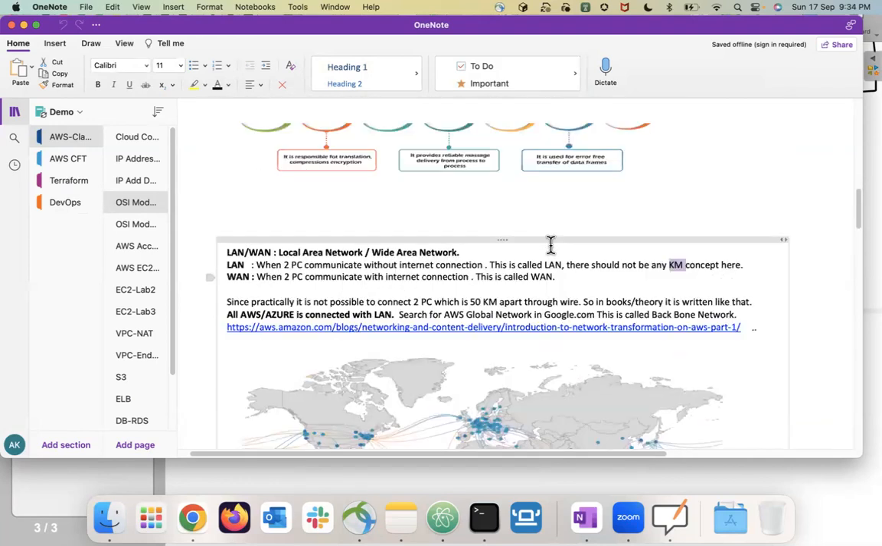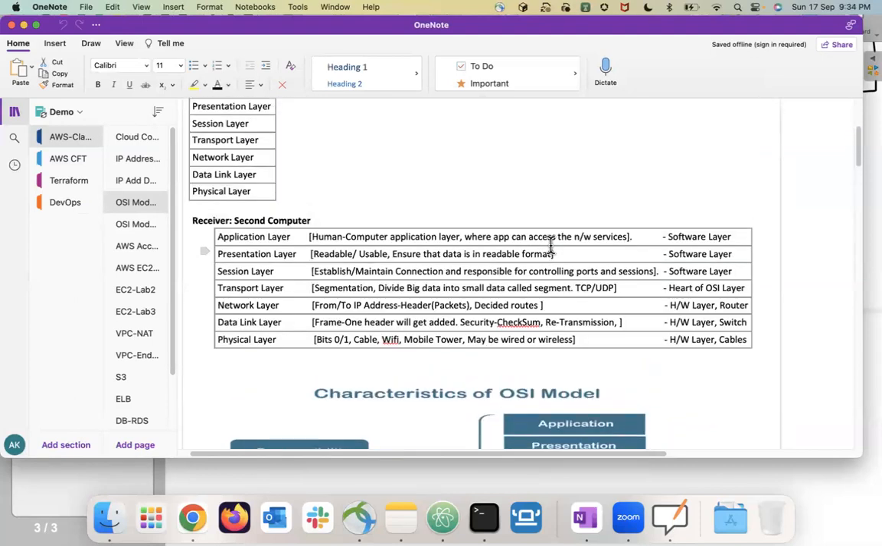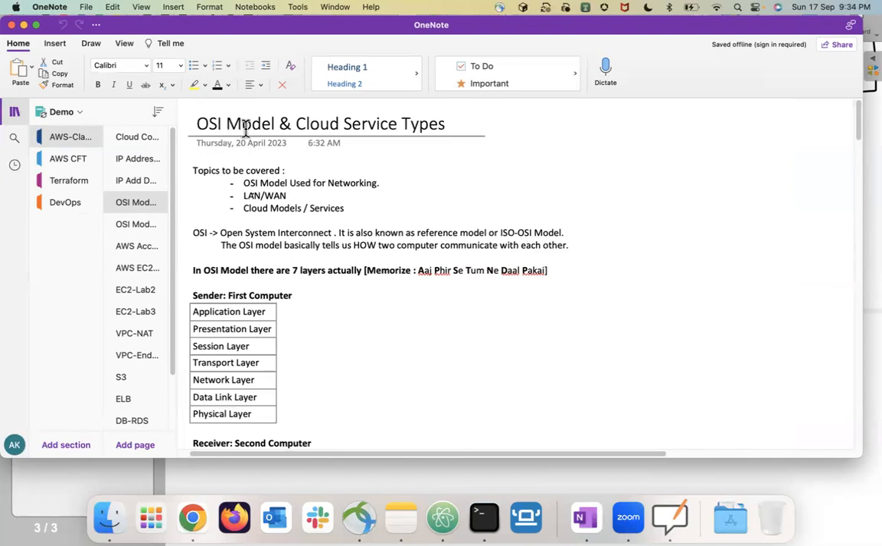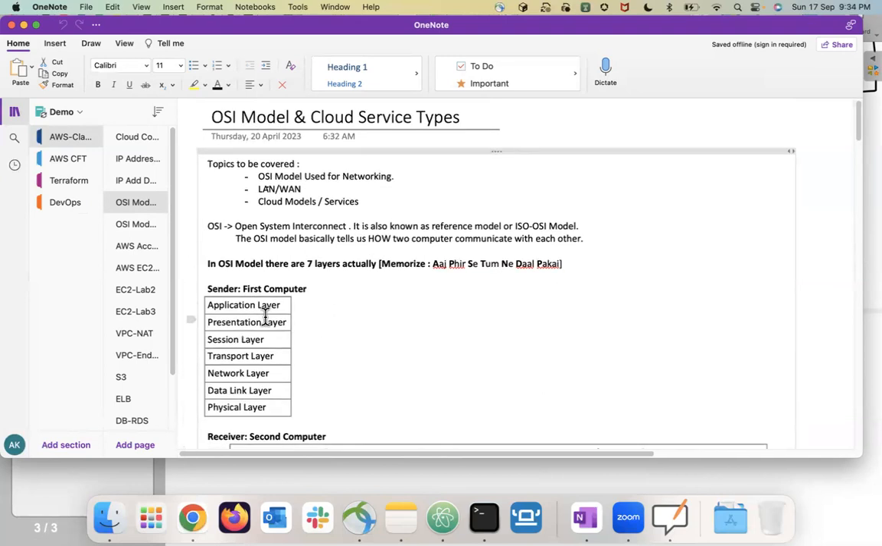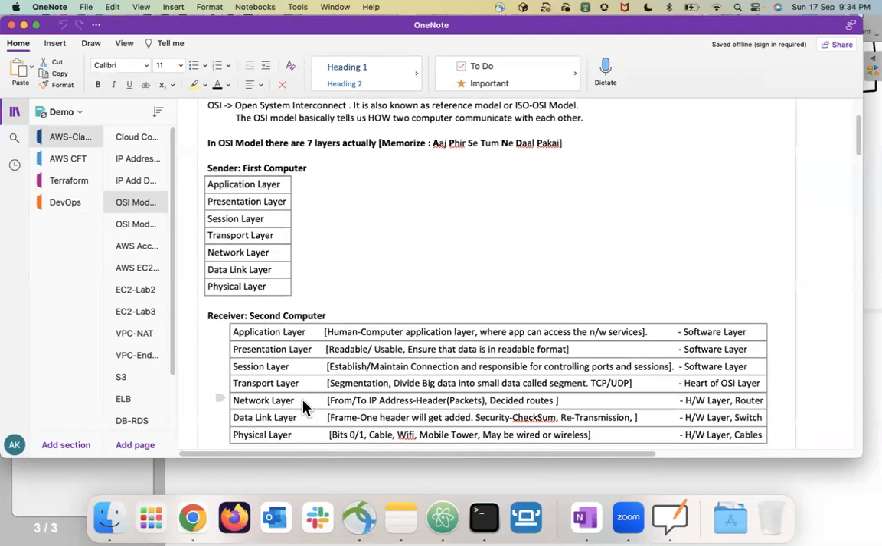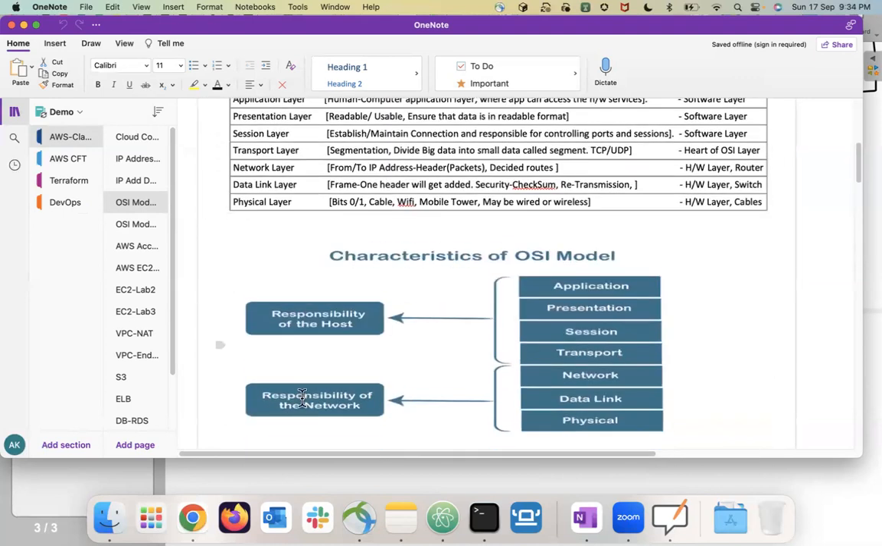One more thing, in your college days, 11th, 12th, have you read this OSI model? Like the application layer, presentation layer, session layer, transport layer, network layer, data link, physical layer. No, sir, we didn't learn this. You didn't learn it. Okay, fine.